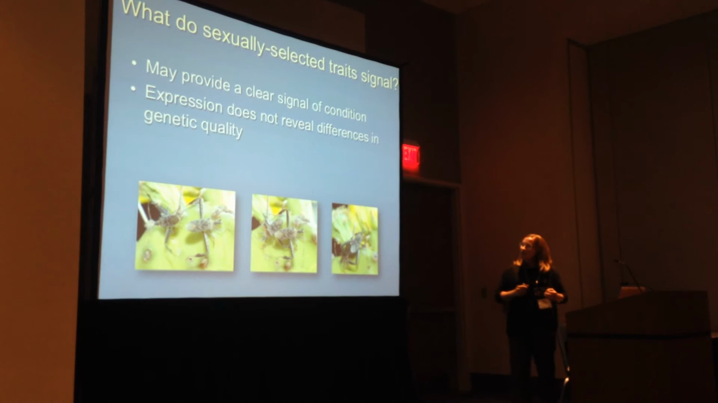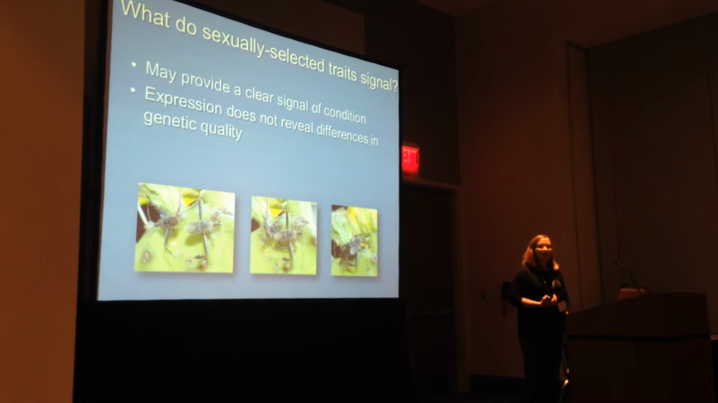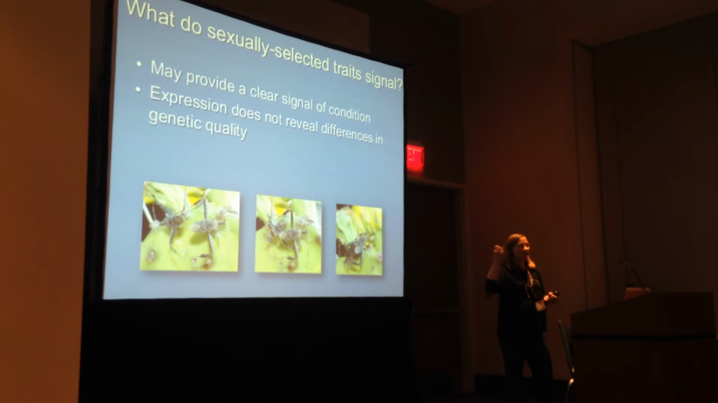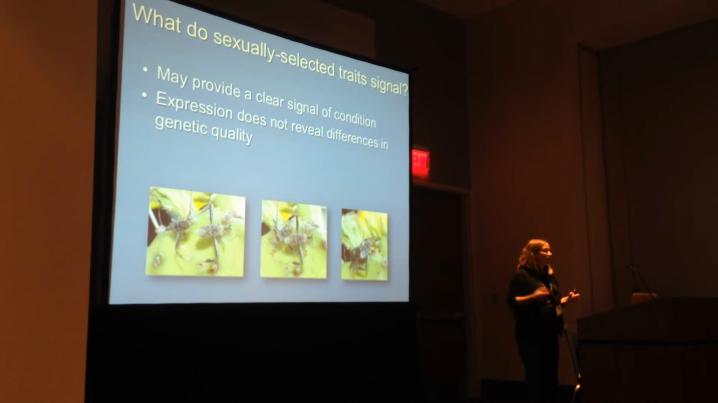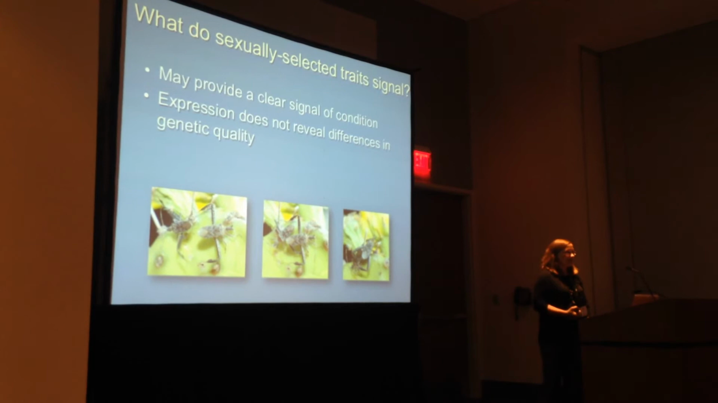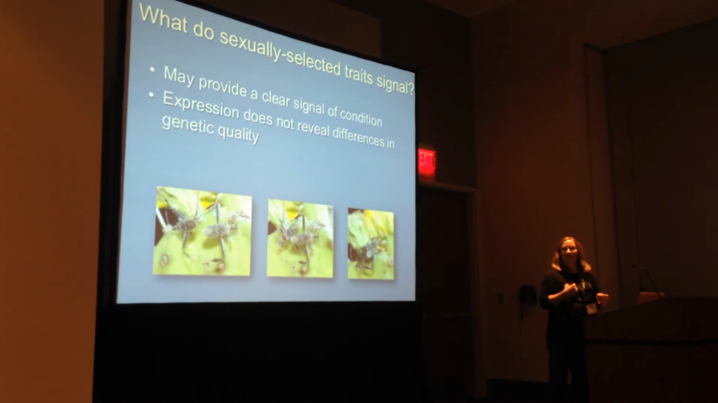And on a related note, what do sexually selected traits signal? I think this is a question that's interested me for many years. We find here that it may provide a very clear signal of condition. It's a very simple indicator to other males. Remember the males just showing each other their hind legs before. That's a really simple way for males to figure out the condition of the other male and judge whether they want to get in a competition with that male. But expression does not reveal differences in genetic quality. And so this would not be a good trait for females to use, for instance, if they were to get genetic benefits from choosing among males.